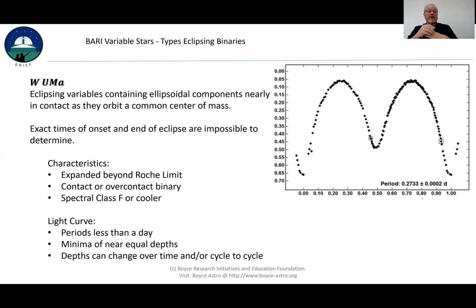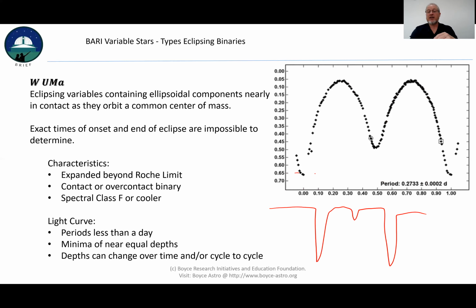Here's another classic example, W UMa. It's an eclipsing variable containing ellipsoidal components nearly in contact as they orbit a common center of mass. So our Roche lobes in this case are filled. The exact times of the onset and the end of an eclipse are impossible to determine because these things are practically touching. And so whereas in the previous one we could see a very distinct pattern in the eclipses, that's not the case for W UMas.